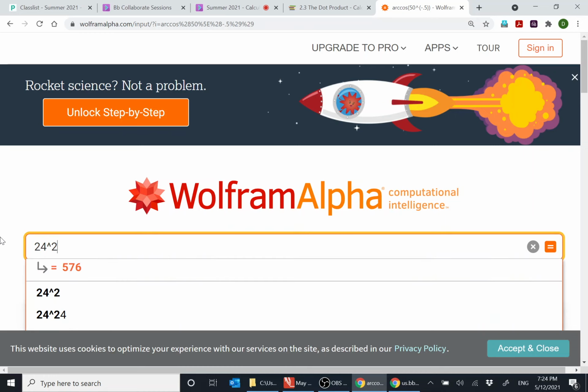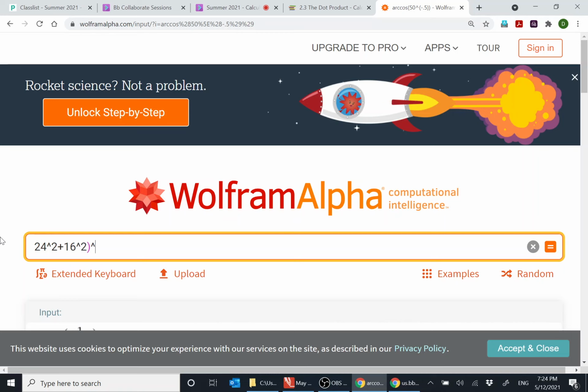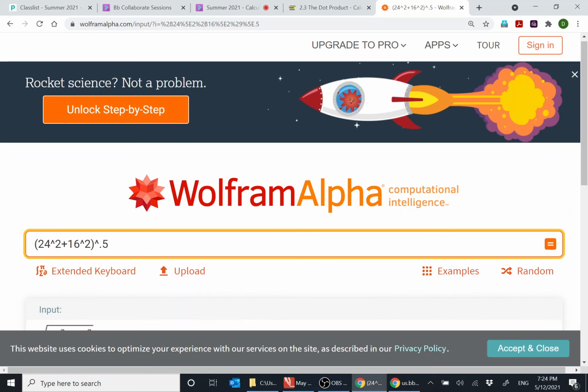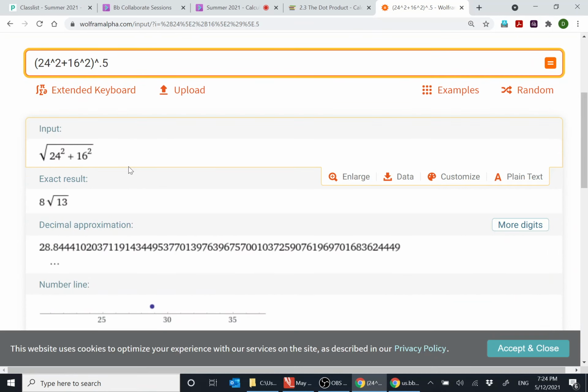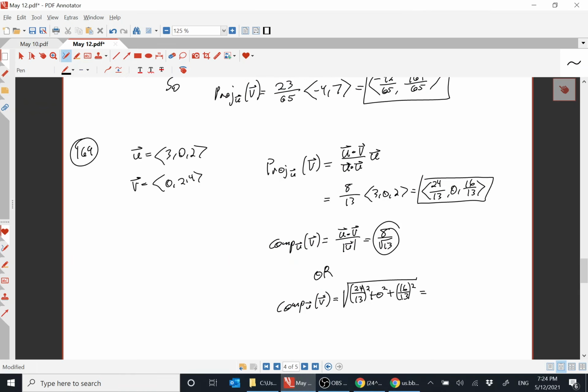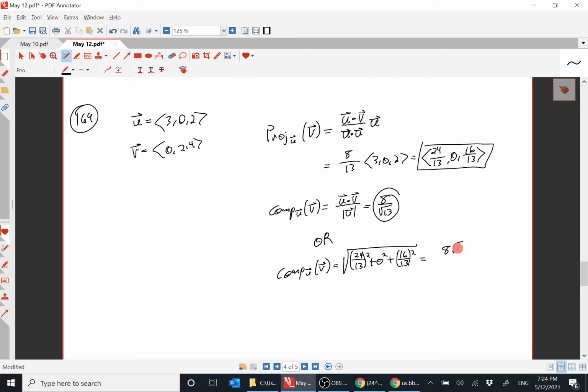So the square root of 24 squared plus 16 squared, and that must be a Pythagorean triple. Or it's not, actually. So that's 8 square root of 13 over, well, the square root of 13 squared is just 13 there, and then you take the square root of it, it's 13. Well, the square root of 13 over 13, of course, is going to be 8 over the square root of 13. Same thing, right? Has to be.